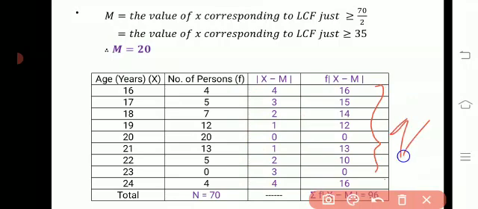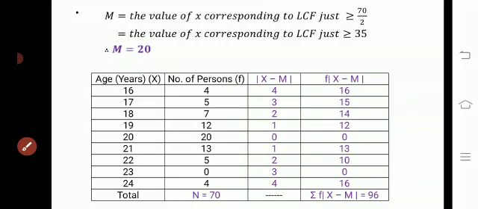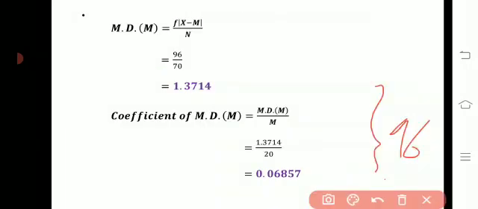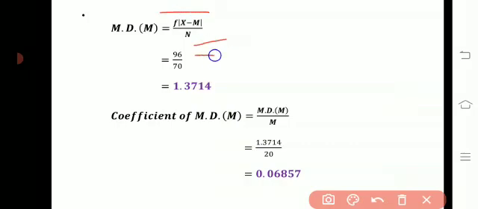is equal to 96. Then we will find the mean deviation from median. Mean deviation from median, that is MD of m is equal to summation f into absolute value of x minus m upon capital N, that is 96 upon 70. Here summation f into absolute value of x minus m is 96, capital N is 70. Then after simplification you will get mean deviation from median is equal to 1.3714.